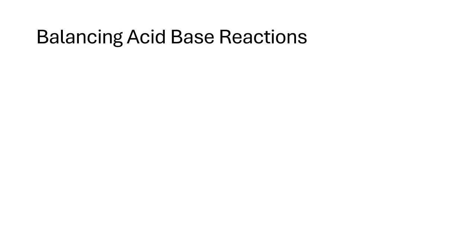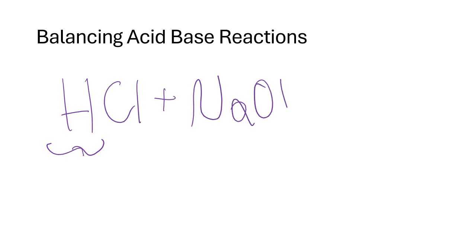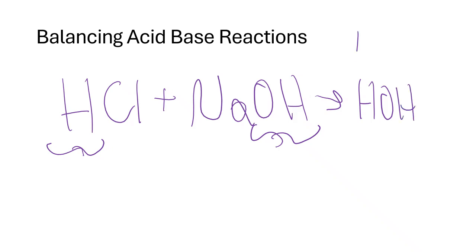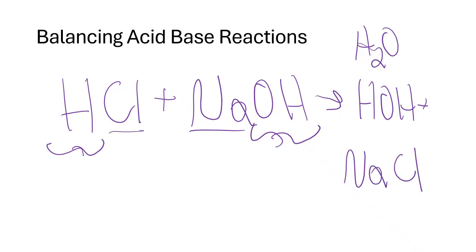And now we're going to balance some acid-base reactions. An acid has a hydrogen in front. The base ends with OH. And when the two react, you're always going to form water and whatever is left. So first goes with second here, NaCl. So water and a salt, or water and an ionic bond.